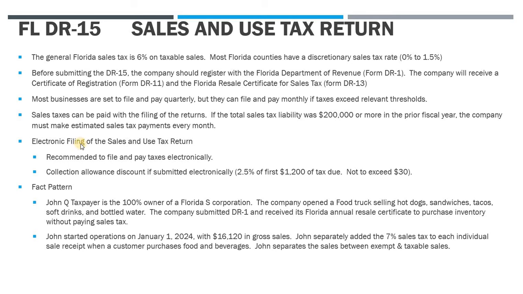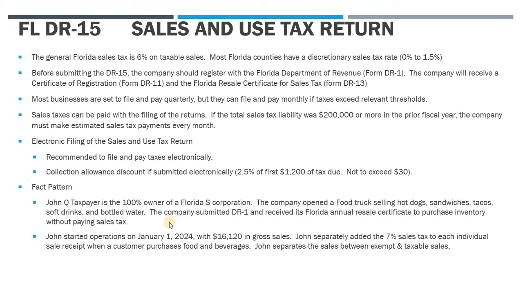Now, electronic filing is highly recommended. It's just quicker, it's easier, it's more reliable than preparing the paper forms and mailing them in. So highly recommend you electronically file. The other appeal with the electronic filing is you do get a little bit of a discount. So there is a collection allowance discount if you submit the return and payment electronically. Now it's a $30 discount max, so not much, but it's still something to encourage you to perhaps register and pay online.